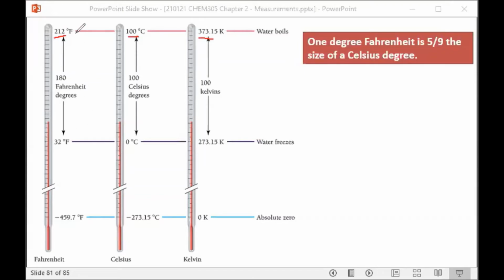If we look at the difference between the freezing and boiling point of water on the Fahrenheit scale versus the Celsius scale, it's 180 degrees Fahrenheit between the freezing point and the boiling point versus 100, which works out to a factor of 1.8, or 1 over 1.8, which is 5/9. So what that means is 1 degree Fahrenheit is 5/9 the size of a Celsius degree. So a 1 degree change on the Fahrenheit scale is a smaller change than a 1 degree change on the Celsius scale. And again, we get that by taking 100 over 180 equals 5/9.